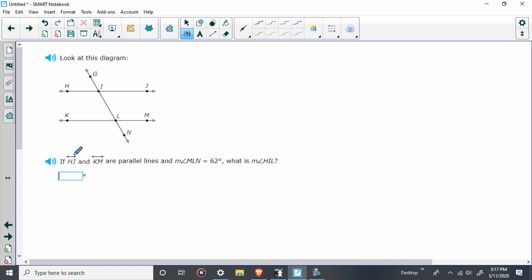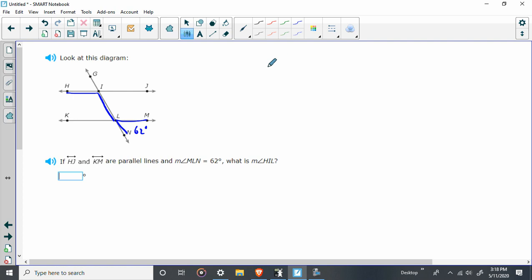It says if HJ and KM are parallel. Note that they didn't give you the symbol in here, but they told you HJ and KM are parallel. Therefore we know that these two intersections are exactly the same. Angle MLN is going to be 62 degrees. What is angle HIL? Well, if you notice, this first one, MLN, is an acute angle, and this one over here is an obtuse angle.